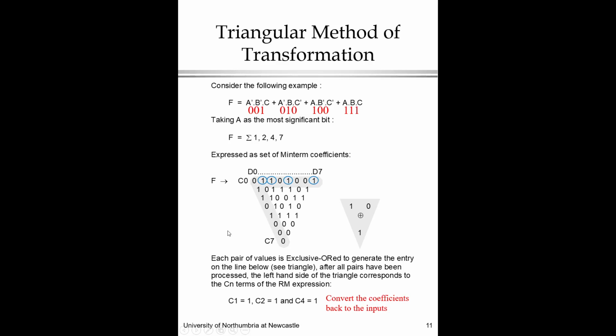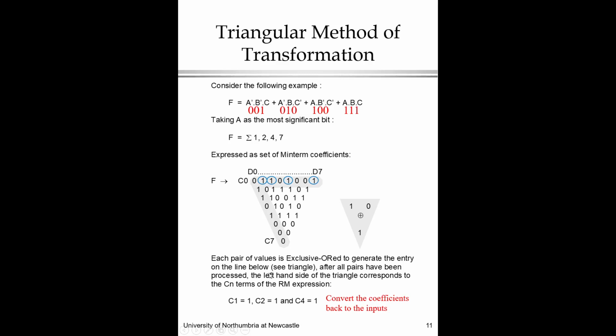Okay, so each pair of values is exclusive OR'd to generate the entry on the line below. So this is to explain to you the XOR of how it works to the next line, the next row. Okay, so once we work out the whole triangle, we will get the output, the coefficient for the output, which is C0 to C7.